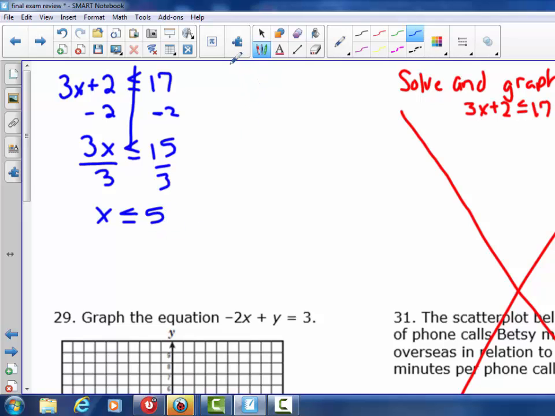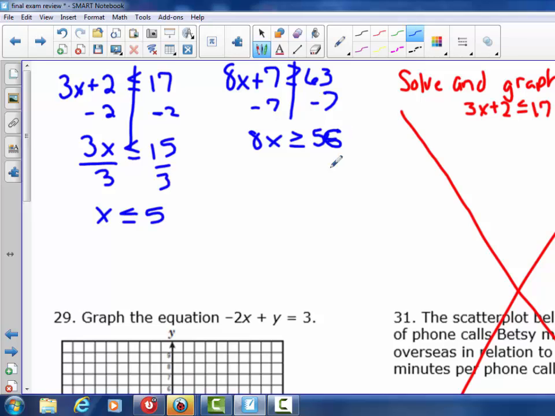Then the other was 8x plus 7 is greater than or equal to 63. So we subtract the 7 from both sides. 54. No, that's not right. 63 take away 7 is 56. Divide by 8. x is greater than or equal to 7.